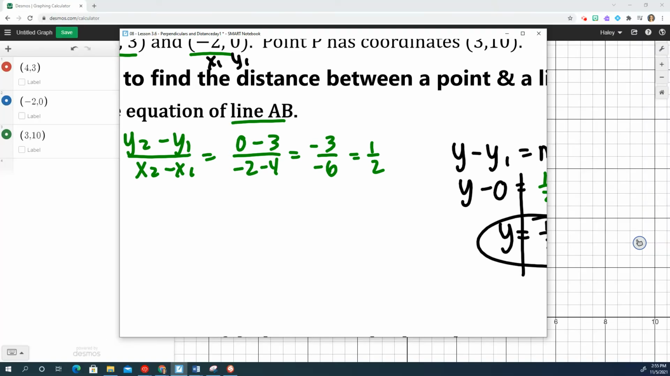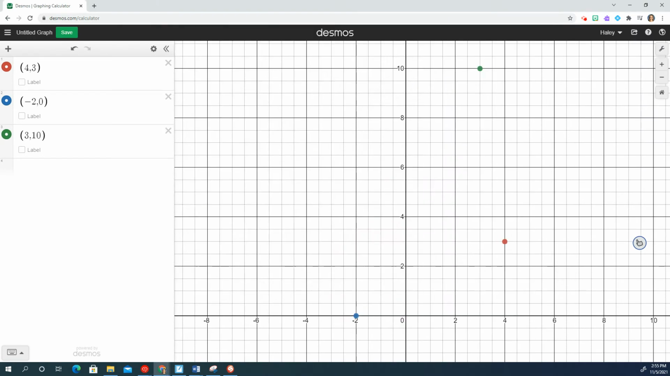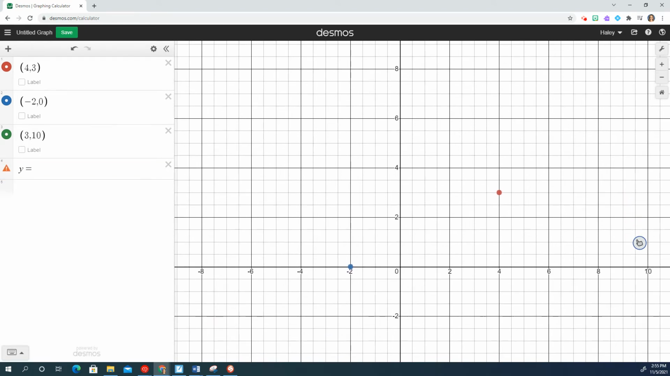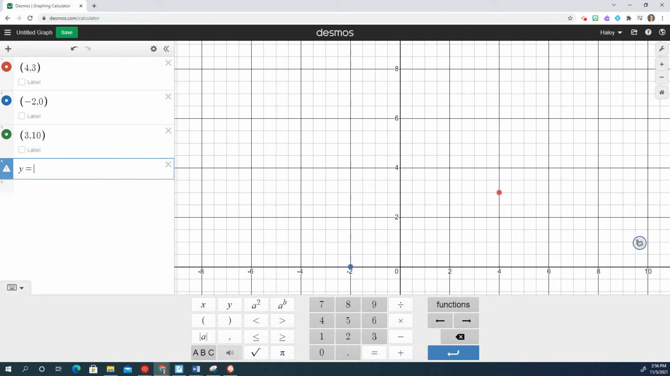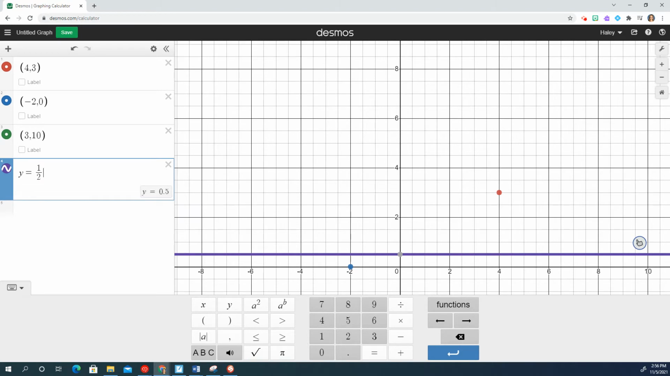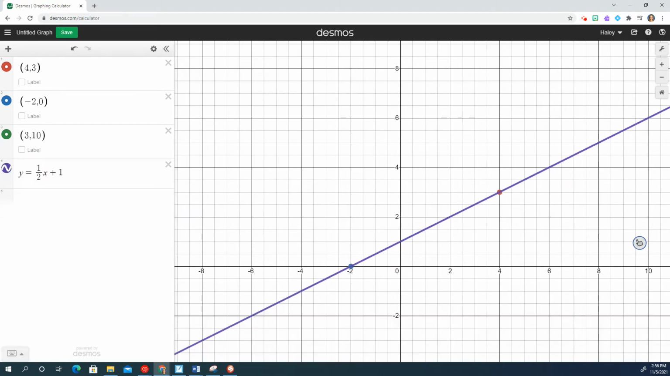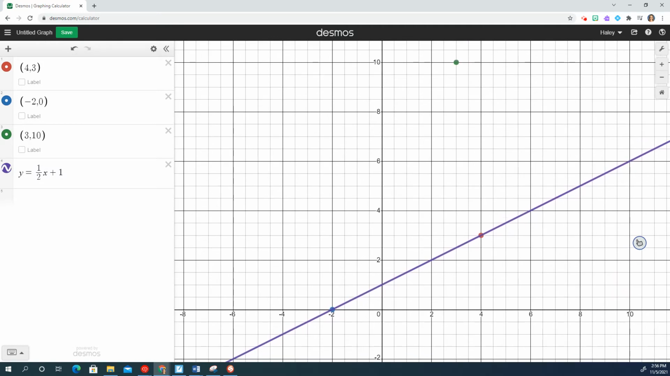Now the cool thing about Desmos, it can graph lines too. So go ahead, I'll do this in purple. See if that is indeed the equation that goes through these 2 points. So y equals 1/2 x plus 1. Okay, see how that purple line goes through those 2 points? Okay, you guys just found that equation that went through the 2 points. Good job.